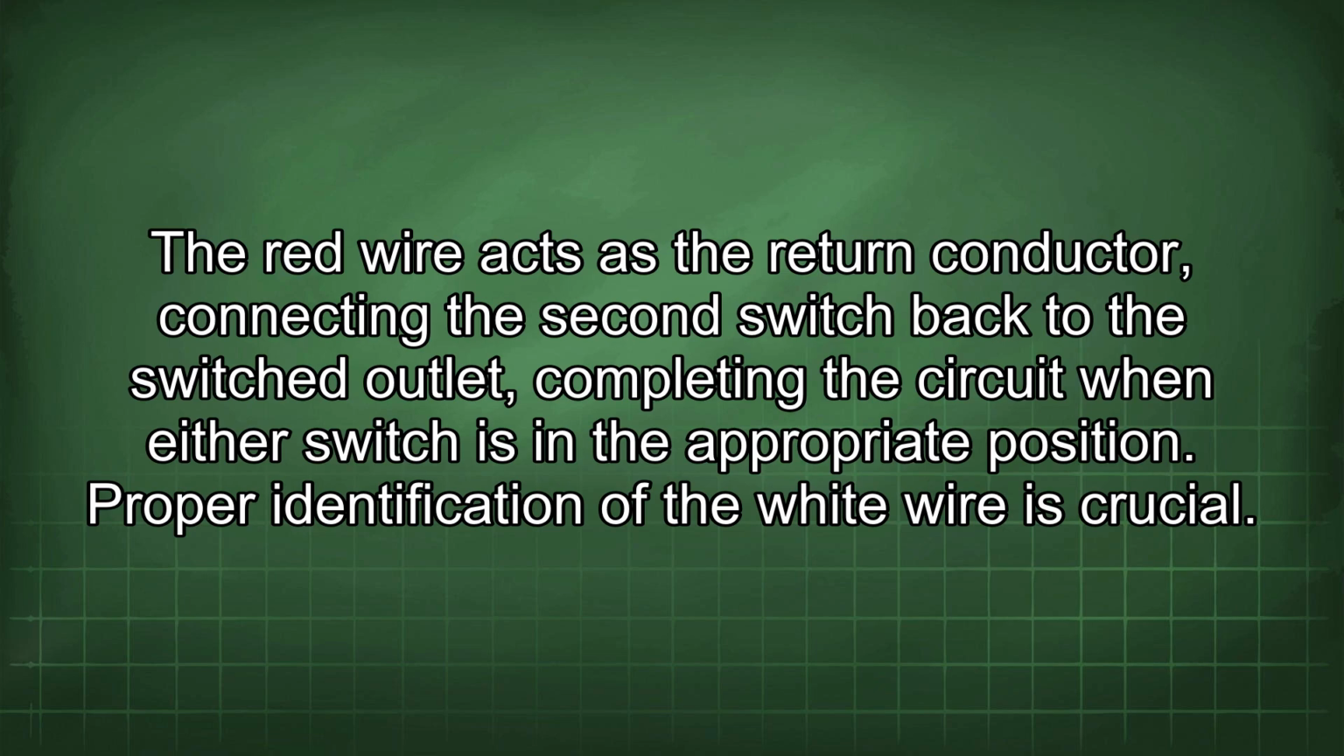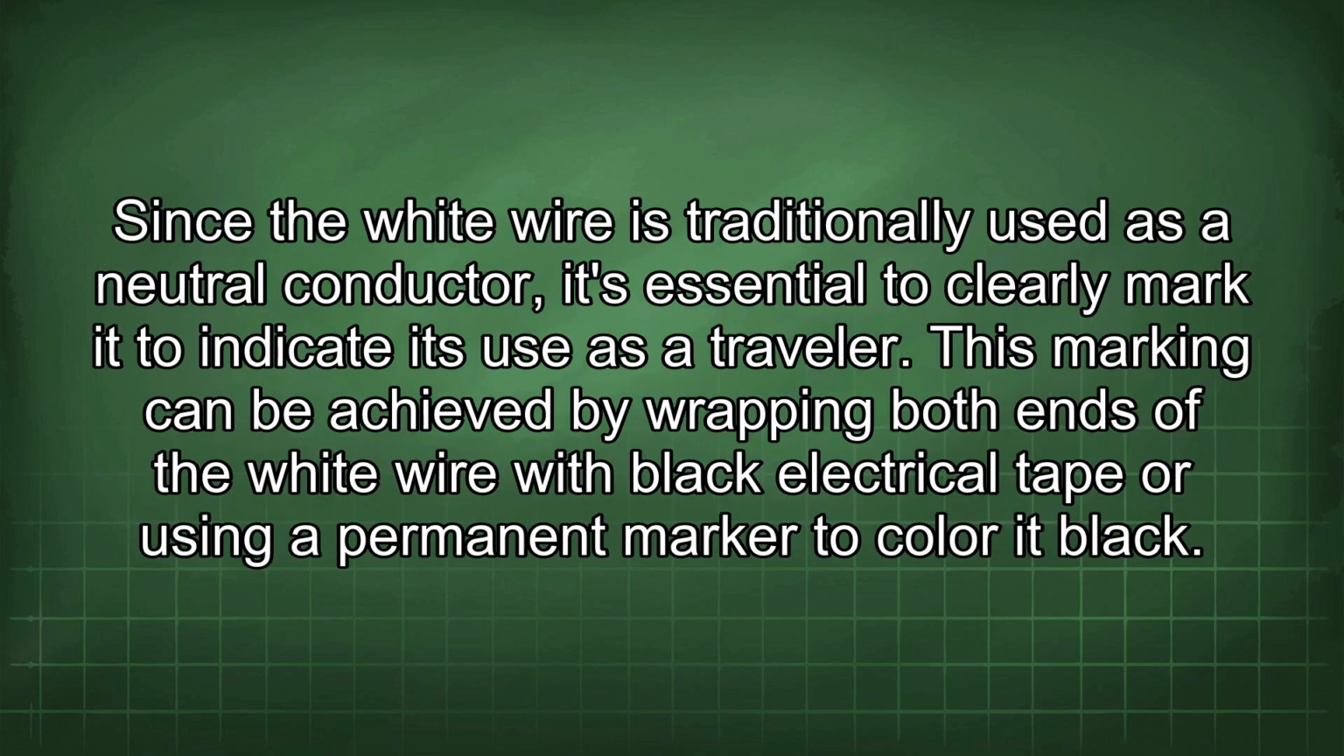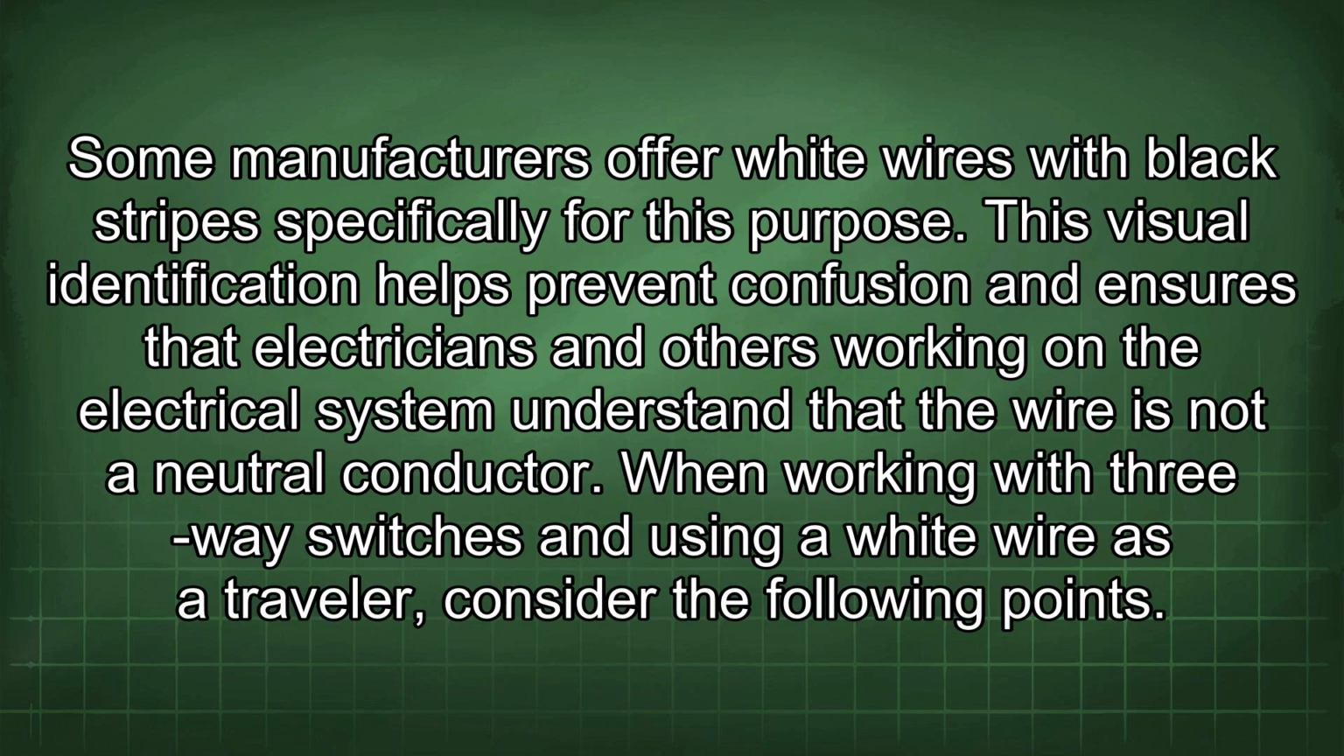Proper identification of the white wire is crucial. Since the white wire is traditionally used as a neutral conductor, it's essential to clearly mark it to indicate its use as a traveler. This marking can be achieved by wrapping both ends of the white wire with black electrical tape or using a permanent marker to color it black. Some manufacturers offer white wires with black stripes specifically for this purpose. This visual identification helps prevent confusion and ensures that electricians and others working on the electrical system understand that the wire is not a neutral conductor.